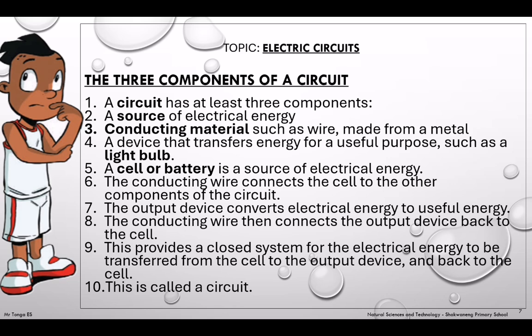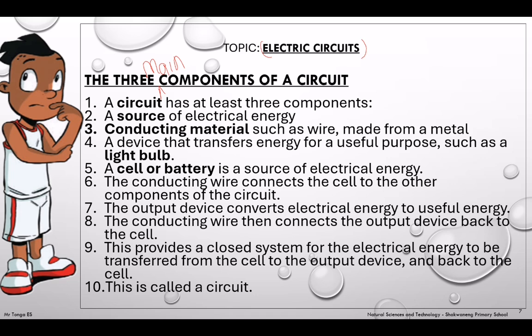Remember, I did say that our topic is electric circuits. And we said we were going to talk about the 3 main components of a circuit. There are other components, but for every circuit, we understand that these 3 must always be there. Now, number 1, it says a circuit has at least 3 components.